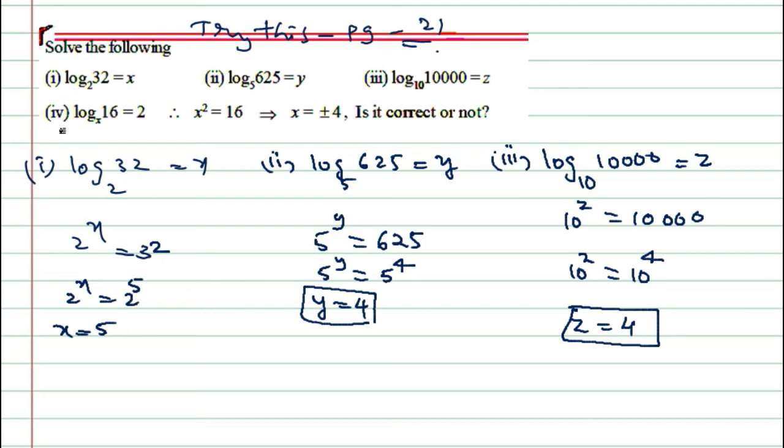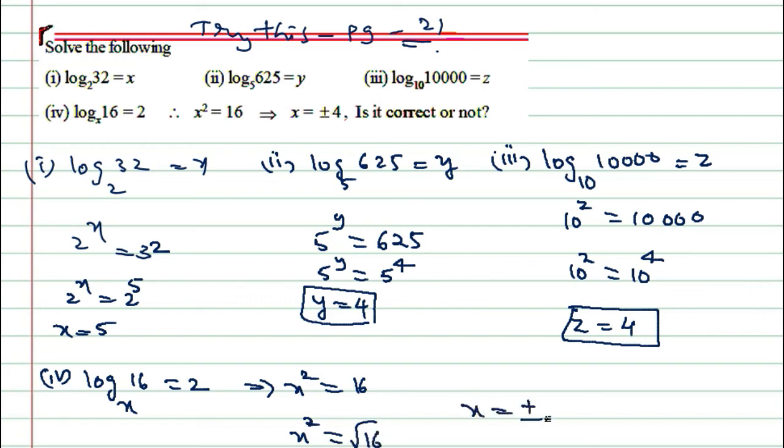In the fourth question, log 16 to the base x, which is equal to 2. So we can write in exponential form, x square is equal to 16. Then x is equal to the square root of 16. So x is nothing but positive or negative 4. They're asking, is it correct or not? And yes, it is correct.